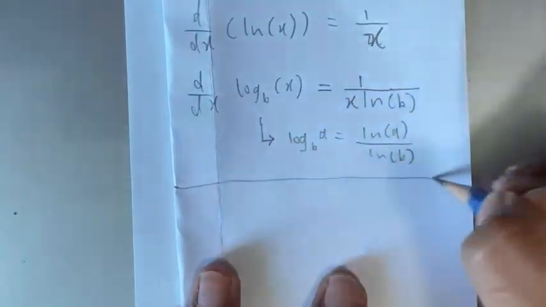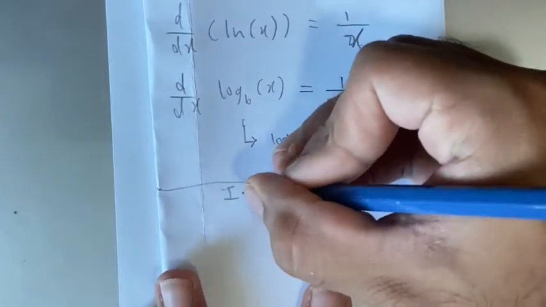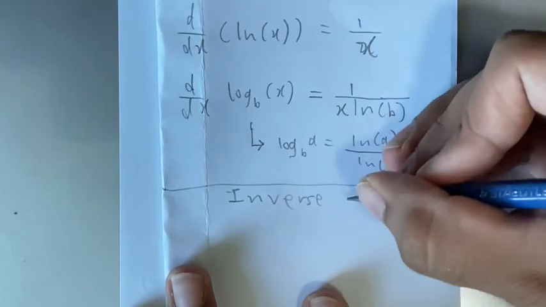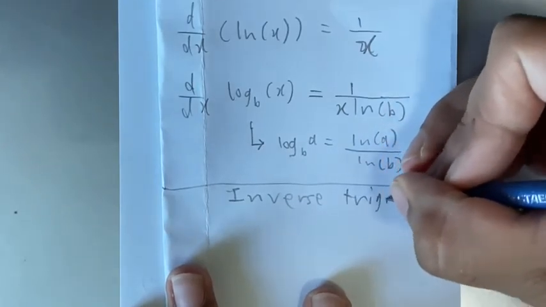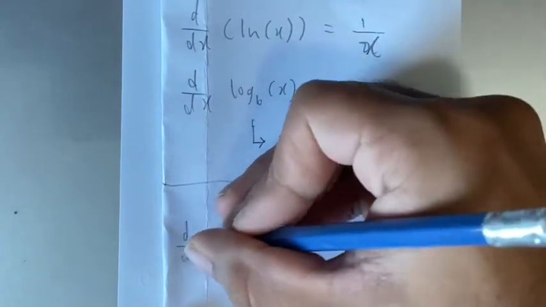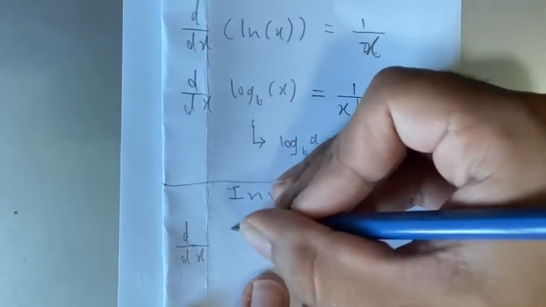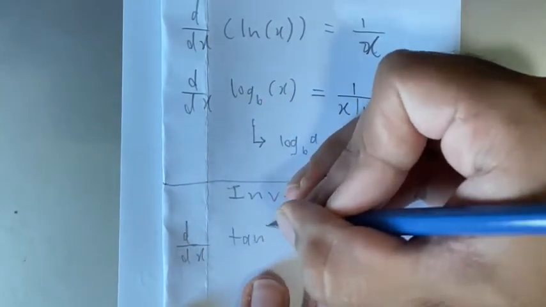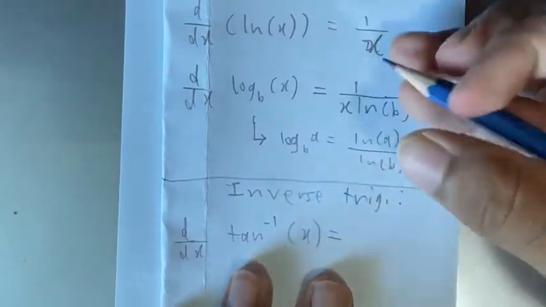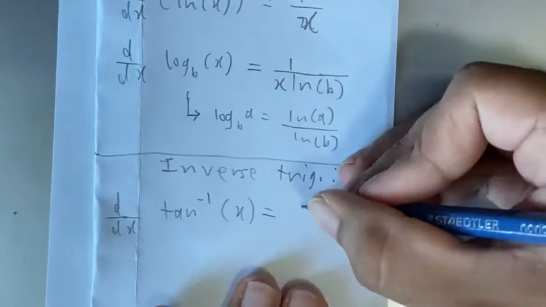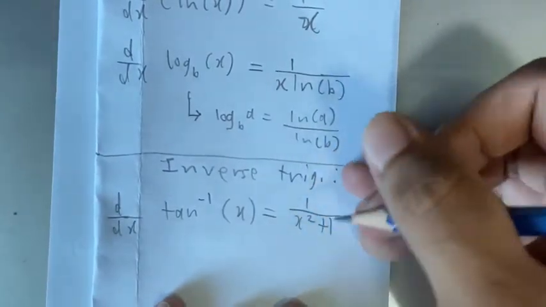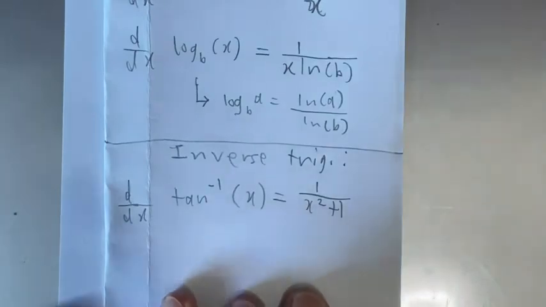And then lastly, inverse trigonometric. This is a real pain. It's so bad because it's hard to remember. So let's start with a simple one, which is arctan of x. If you do that, then you get 1 over x squared plus 1. So this is the easy one right here.